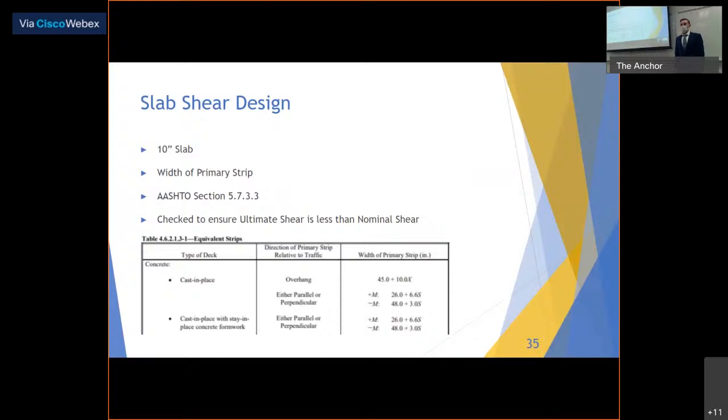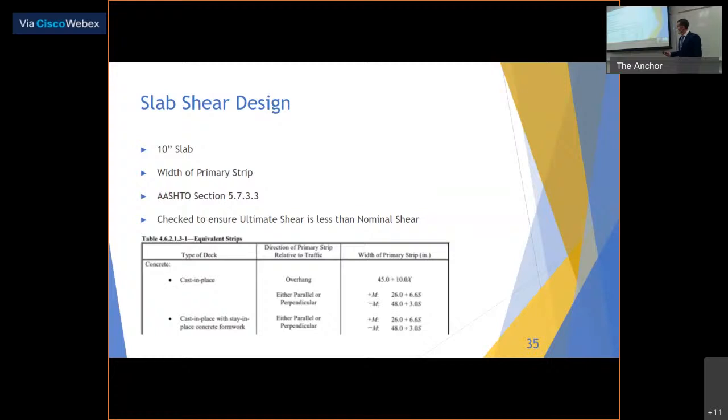We designed our slab to be 10 inches because we needed to allow for the wearing surface of 2 inches to be removed. And so we then calculated what AASHTO specifies as the width of a primary strip. What this does is basically transform our truck point loads to act over an area. And with that, we checked to ensure that the ultimate shear is less than the nominal shear, which it was, meaning that we needed no transverse shear reinforcement in the slab, which is typical for slabs.